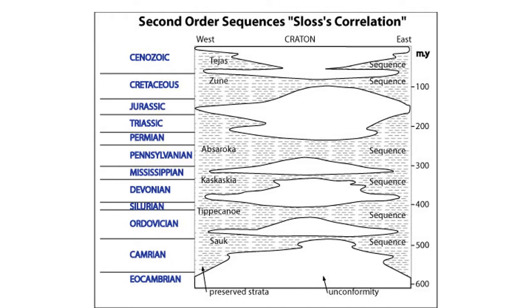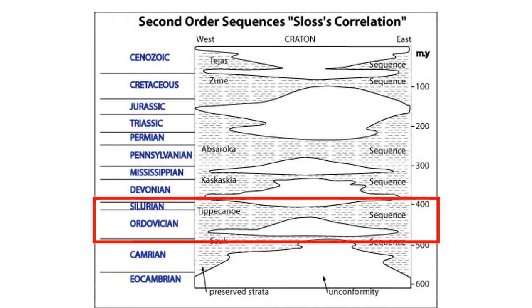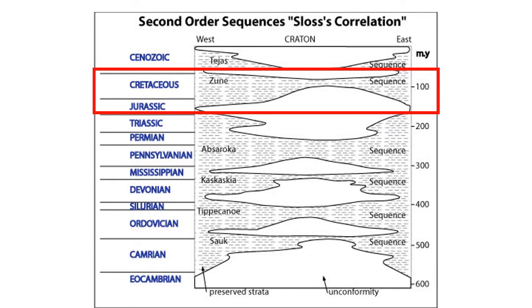We have this huge unconformity afterward, and then we have the Zuni and the Tejas sequences in the Cretaceous, then in the Cenozoic. So what we're looking at throughout the Mesozoic is a time of rising sea levels, ultimately ending with a very brief fall. So that's what we're going to be looking at, is what's being deposited in that Zuni sequence.